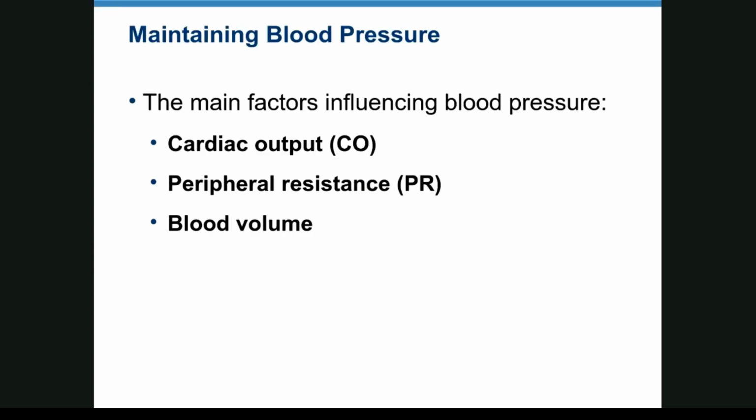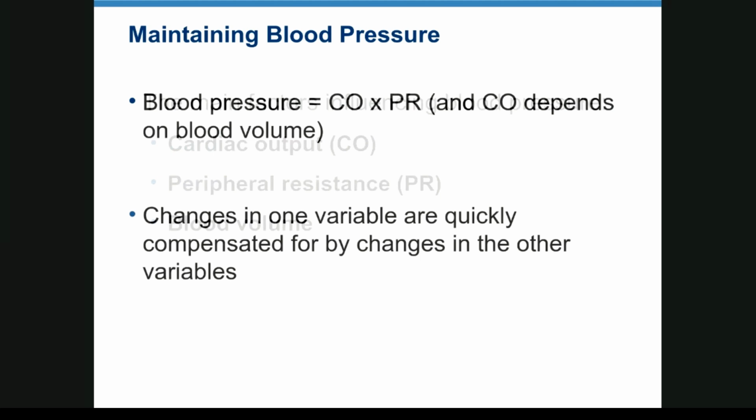Okay, to maintain blood pressure, we have to look at these factors: cardiac output, peripheral resistance, and blood volume. Now, blood pressure represents cardiac output and peripheral resistance, and cardiac output depends on blood volume. Changes in one of these variables are quickly compensated for by change in the other.